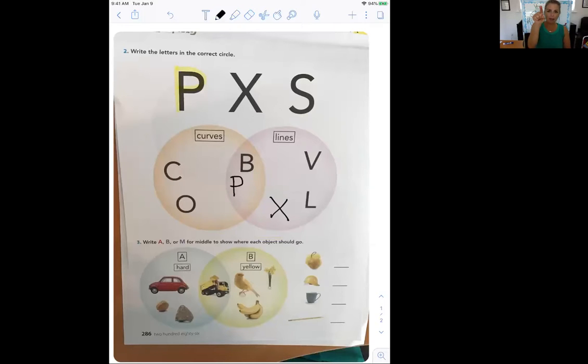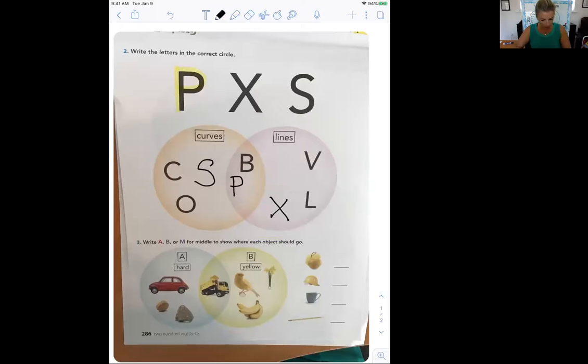Now an S. Make an S with your finger. Are you making any sort of straight line? No, you're doing what? Curves. So which side of the Venn diagram does the S go in? Yes, it goes just in the curve section. Okay, do you see how we did that? So P has both a curve and a line. S is just a curve, and X is using lines.